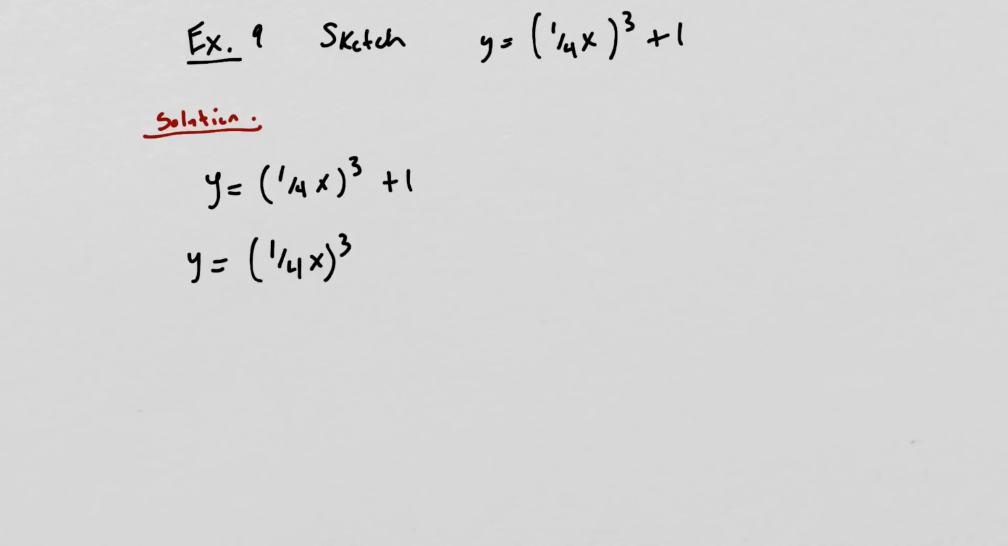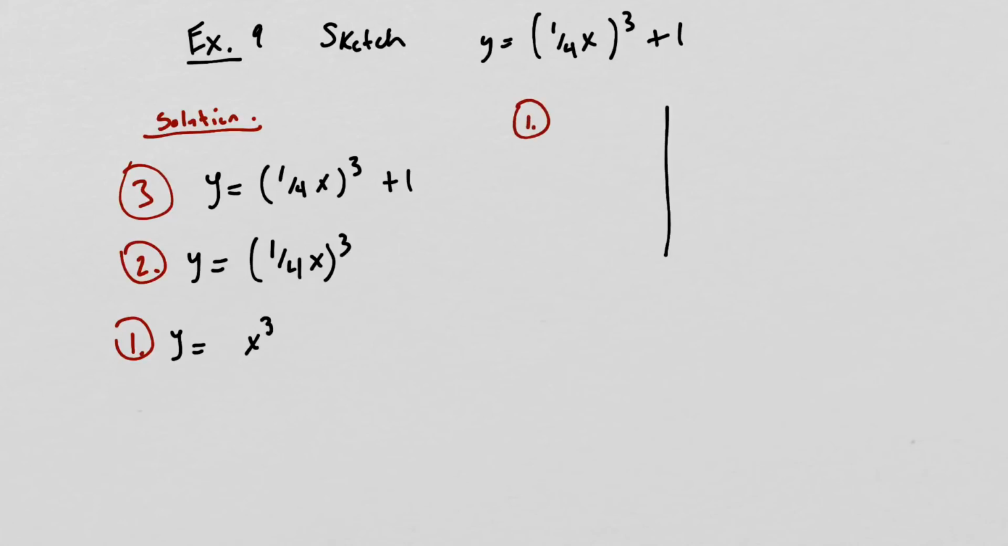So now, this second graph here that we just obtained is going to be the same thing as y is equal to x raised to the third with a horizontal stretch by 1 over 4. So we can go ahead and draw these graphs sequentially. Our graph number 1, we just have y is equal to x cubed. This graph is pretty familiar and looks something like this.